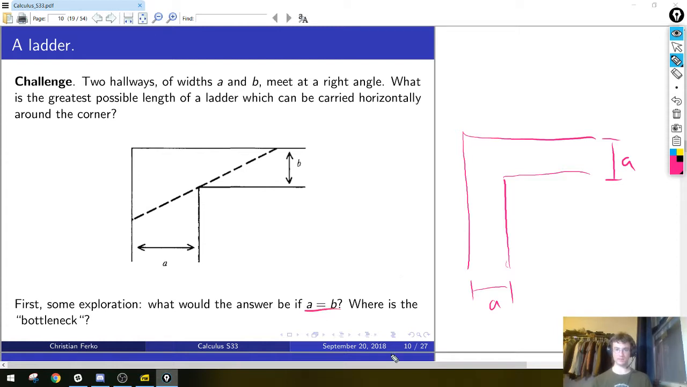Carrying a ladder around a hallway whose length doesn't change before and after the corner. It's a and a. So, kind of just by intuition, looking at this, what do you think is the longest possible ladder we could carry around this sort of symmetric hallway?